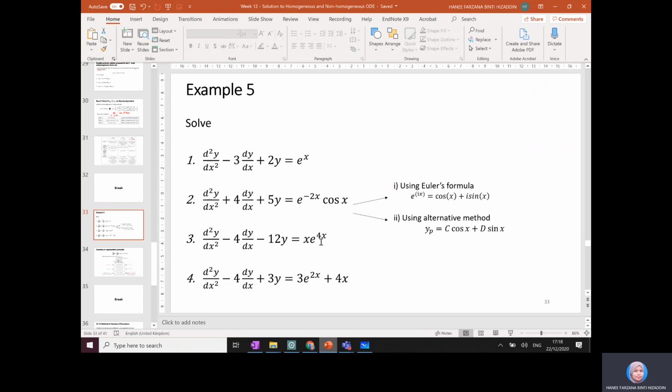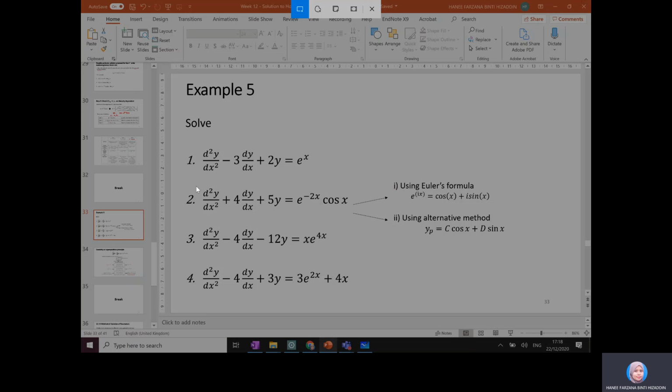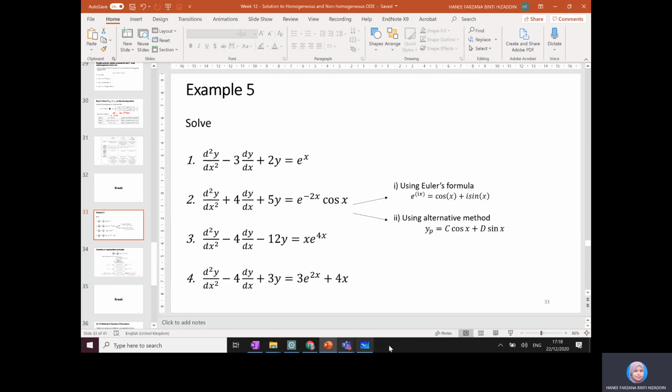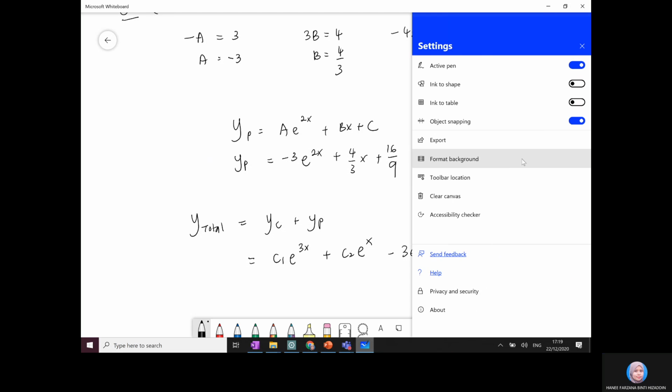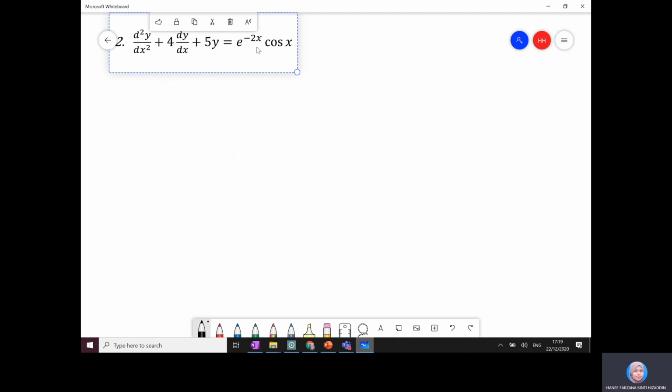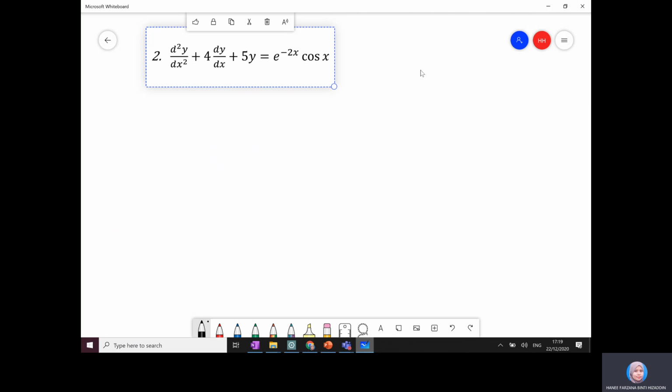Next, we're going to do the long example, which is example 2. In this example, we're going to solve it using two methods: using Euler's formula, or using an alternative method. Okay, so this is our original question. Unlike the other examples, number 1, 3, and 4, this is a bit tricky because it involves cos x, and you're going to have to know how to convert that cos x into either Euler's formula or use the other alternative option. Okay, so let me go to this example.